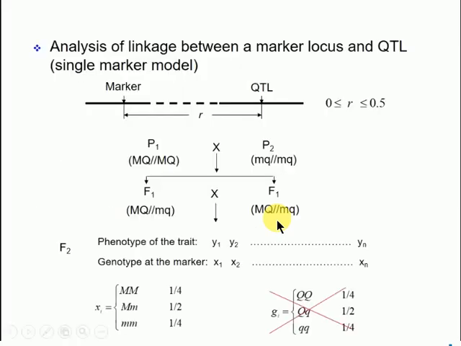You know this line? Okay. This F2 population, this is the phenotype. This is the genotype. The genotype must be one of these three possibilities. So in other words, you can group the individuals of the F2 population according to their marker. Okay? So this individual can be grouped into three groups.